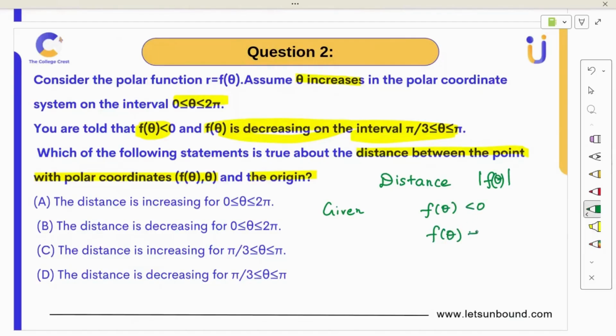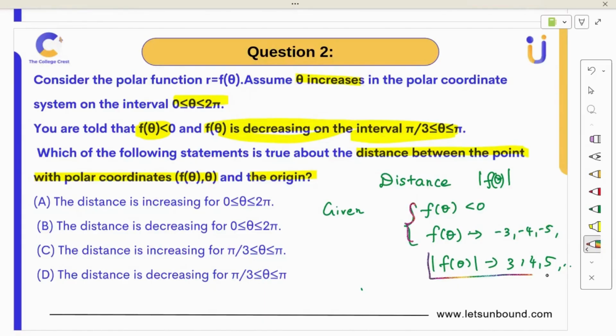Less than 0 means negative values. Decreasing means minus 3, minus 4, minus 5, like that. It's decreasing. Correct? So it becomes more negative. This is what I understand. Now, what happens if you take the modulus of f of theta? It will go 3, 4, 5. Like they will become positive. So this is what they have given.